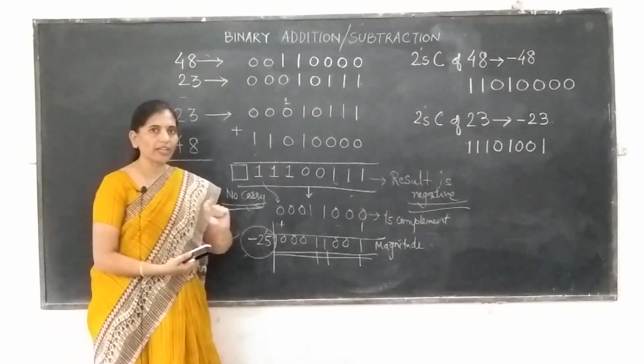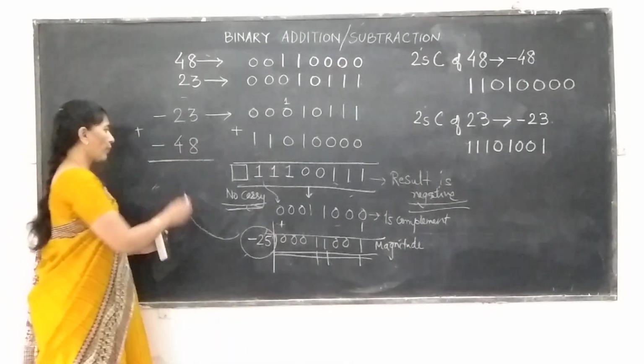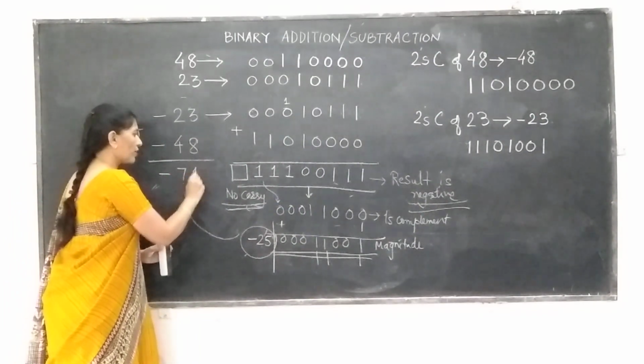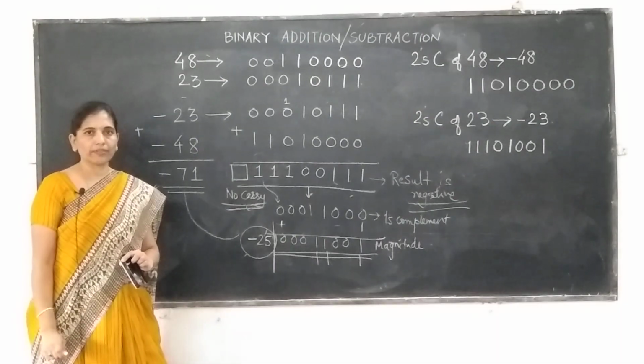So try this last problem of minus 23 and minus 48 and check whether you get minus 71 as the addition of these two negative numbers.